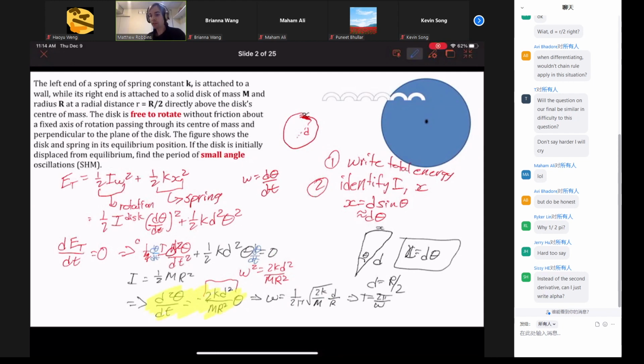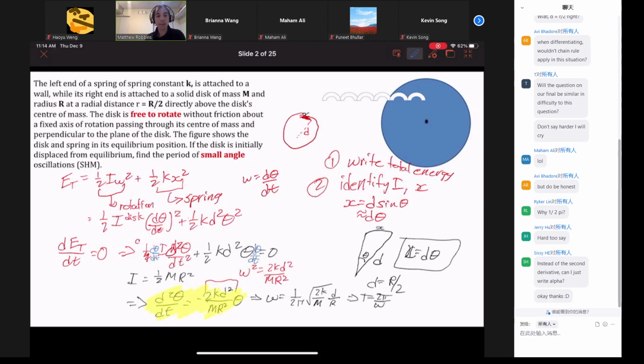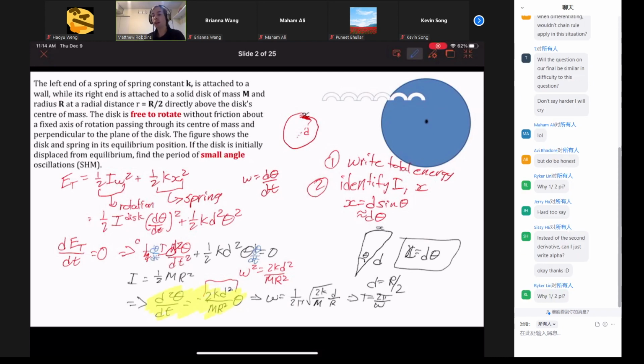Instead of the second derivative, can you just write alpha? I'd write the second derivative. The reason why I do that is because that's standard notation across physics, where whenever we write simple harmonic motion, it's always explicitly second derivative of some angle with respect to time.